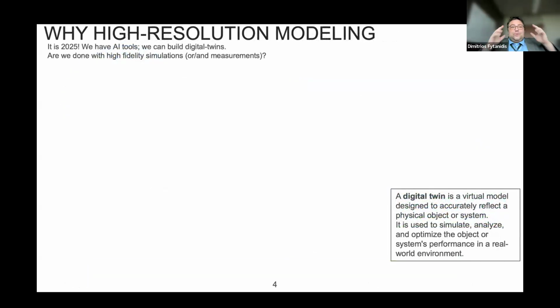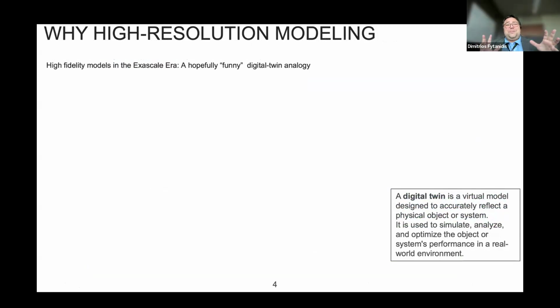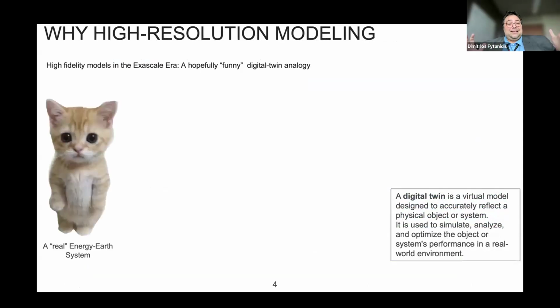And I know many of you wonder why high resolution modeling. It's 2025. We have all these great AI tools. We can build digital twins. Are high fidelity simulations and measurements really relevant? Please allow me to give a hopefully funny analogy of a digital twin in 2025. I will start with a picture of this cat that we are all familiar with from memes on the web, that let's say represents a real energy and Earth system.